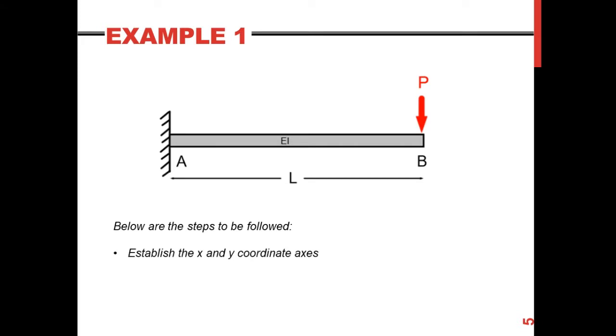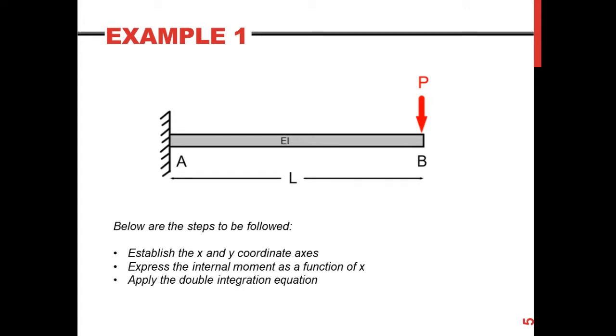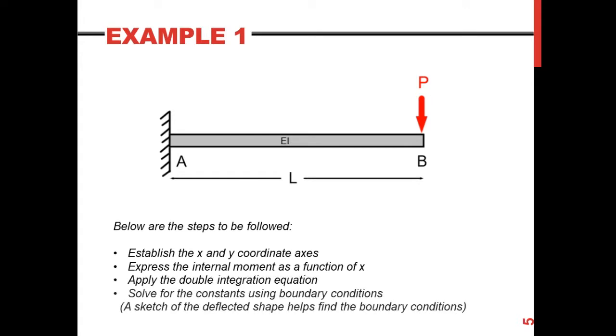We can first establish the x and y coordinate axes, then express the internal moment as a function of x, and then apply the double integration equation. We're going to need to solve for the constants using the boundary conditions. And just a quick note: I can represent the horizontal axis as x and the vertical as y, but instead of writing y, I can write it as v, just to indicate the deflection.